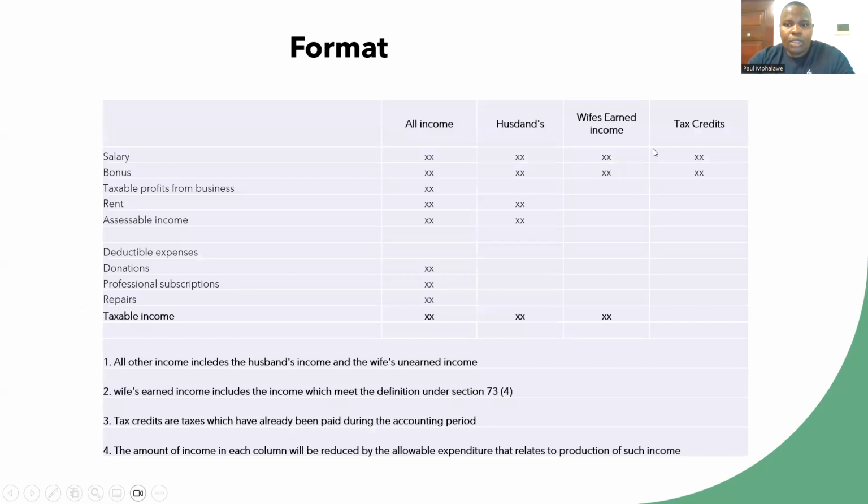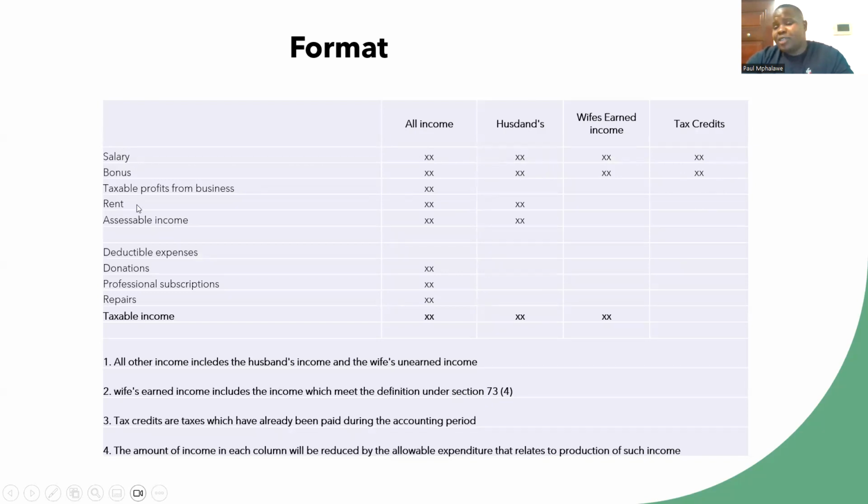Okay, so here's a format of how the combined tax liability of the husband and wife is computed. So we are saying all income, then there's a column for husband's income, a column for wife's income, and a section for tax credits. So we'll see what these tax credits entail. So there may be salaries earned by both. So here's a combination of wife and husband. Same with bonus, wife and husband, then the total.